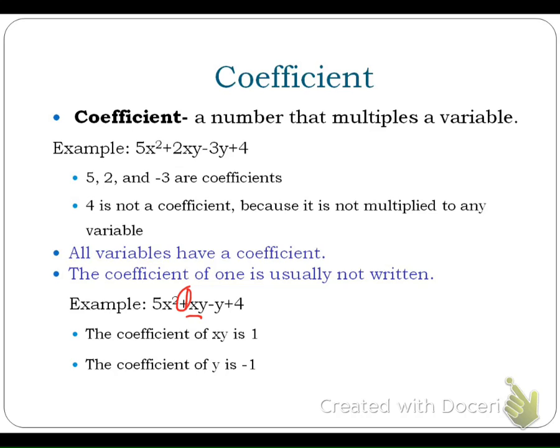Do you see any other variables that have that hidden or invisible coefficient? Look at the y. What's its coefficient? You don't see it. It's that invisible 1, and it does have a sign to it. It happens to be a negative 1.